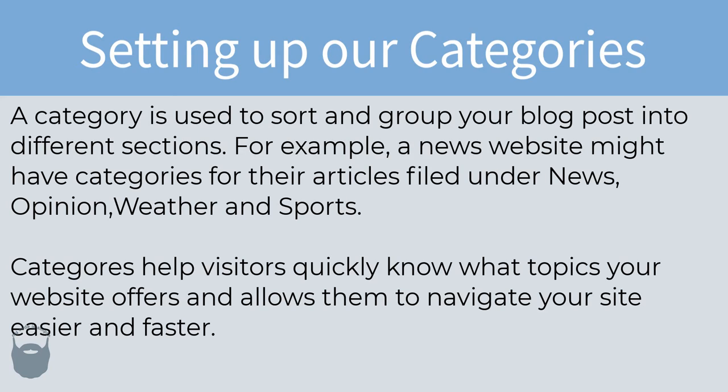In this video, we will set the main agenda on what our blog is all about by using the category section in our admin panel. A category is used to sort and group your blog posts into different sections. For example, a news website might have categories in which articles are found under news, opinion, weather, and sports. Categories, simply put, help visitors access your website, and help in easy navigation and faster search of your stories and articles.